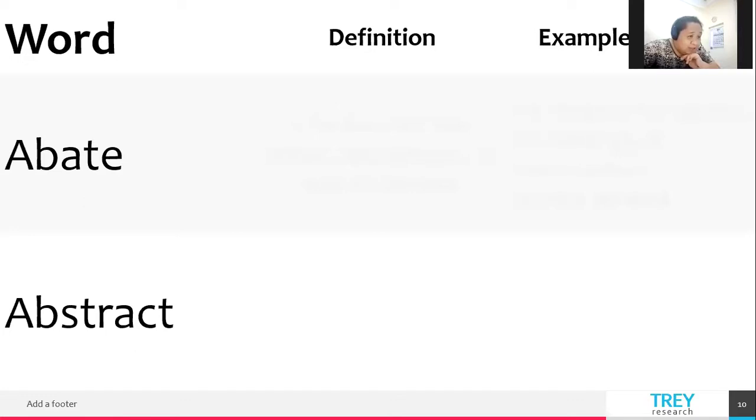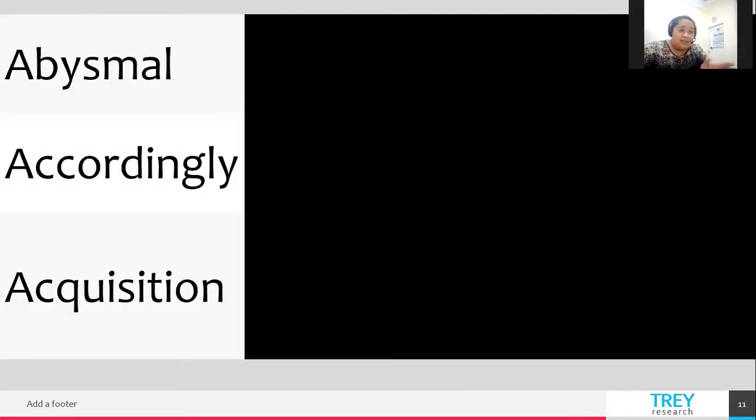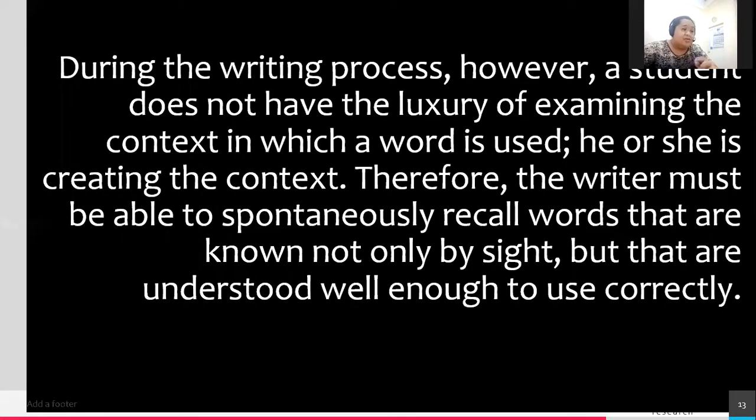So, as you can see, here are some words that I've prepared. Hopefully you know abate, abstract, abysmal, accordingly, acquisition. Hopefully you know the meaning of these words and you know how to use these words. So, magpo-post lang po ako ng activity about doon sa vocabulary words na yon. I-upload ko yun siya sa Schoology. Then I would put some activities over there kung anong gagawin niyo doon.